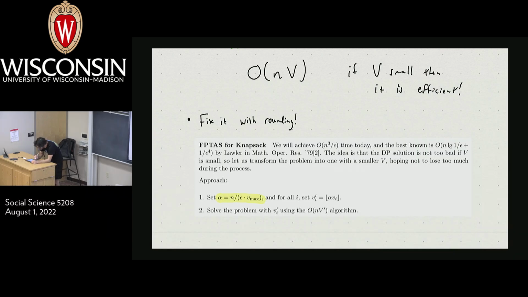So the first thing we do is we define alpha to be n, the total number of items, divided by the maximum original reward, and this epsilon parameter, which is how we pick the accuracy. Smaller epsilon means higher accuracy. And then the rounding is going to be scale vi by alpha, and then turn it into an integer by taking the floor. And then we solve this new version of knapsack with the rounded rewards using this algorithm.